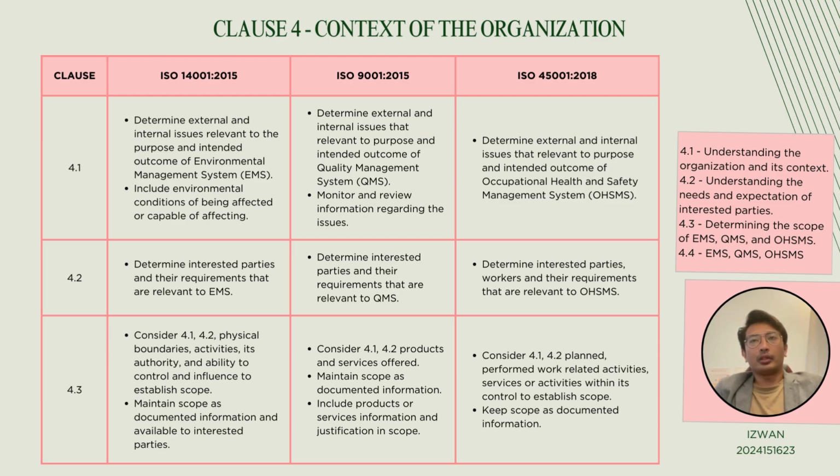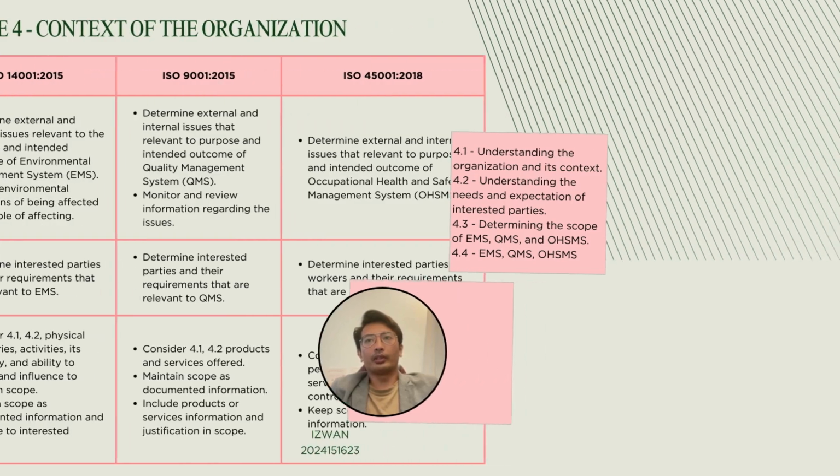For ISO 9001, consider 4.1 and 4.2, and the products and services offered. Maintain the scope as documented information. Include product or service information and justification in the scope. While for ISO 45001, consider 4.1 and 4.2, plan, perform work-related activities, services or activities within its control to establish the scope. Keep the scope as documented information.